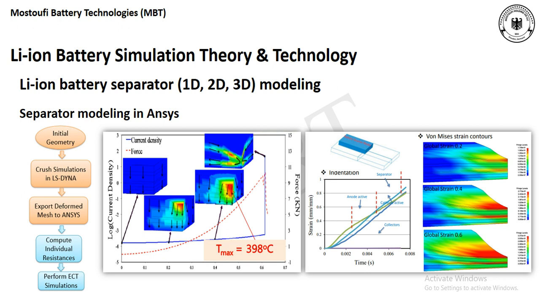battery. And as you can see on the left side, by increasing the force or increasing the current density, we have a thermal runaway condition that the temperature of the battery goes up to nearly 400 degrees Celsius.